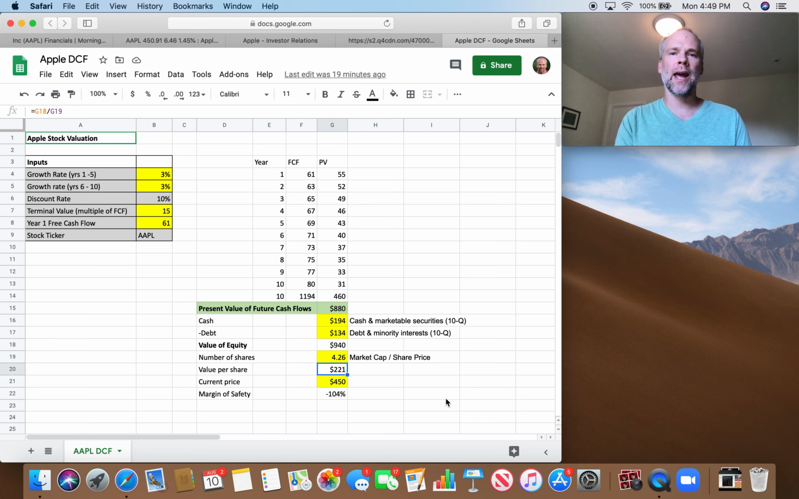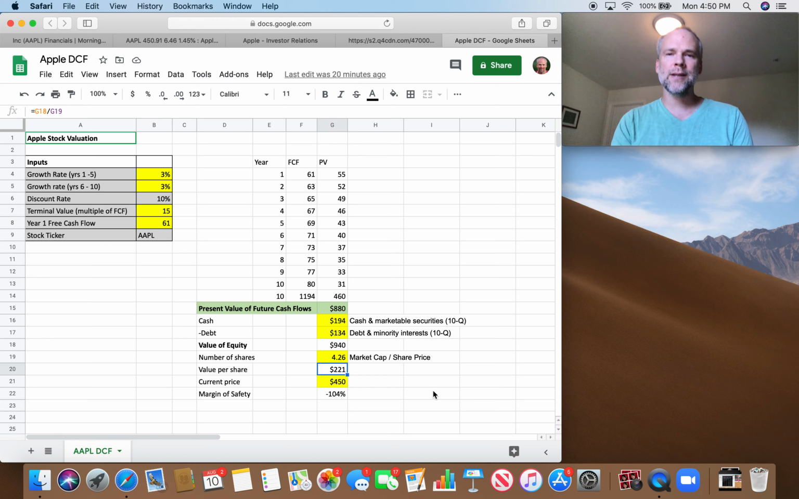This is the discounted cash flow valuation that we just did, to get a value per share of Apple of $221 per share. So that's what Apple is worth to me, based on my projected future cash flows for Apple, based on my assumed growth rate, my assumed discount rate that I need to be happy with this investment, and the multiple of free cash flows that I'm using. So 221. Now the current price of Apple, of course, is $450 per share.